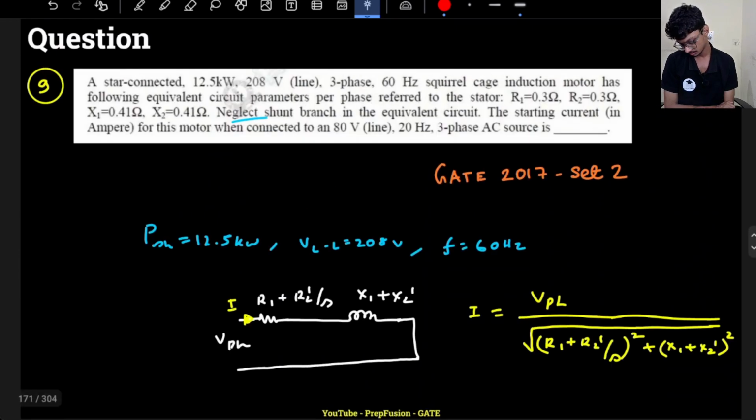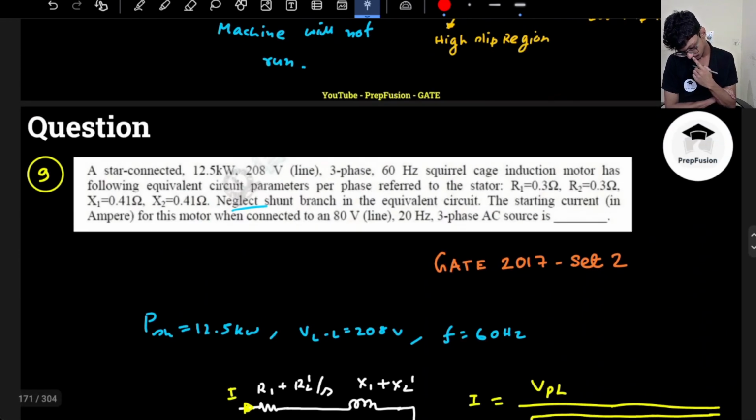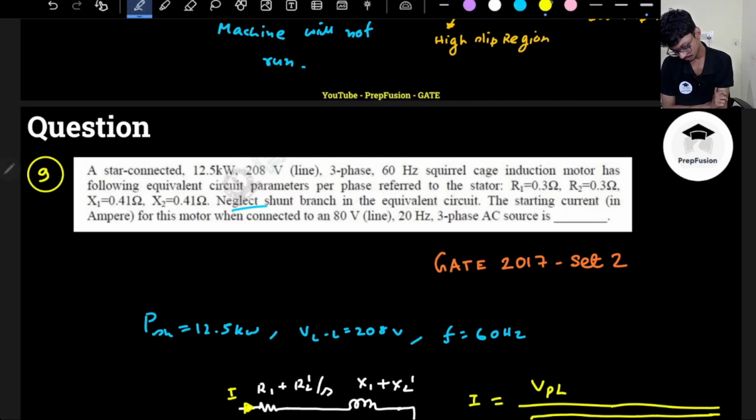Okay, and one more. That is what happens in GATE. Here they have told us that the voltage is 80 volt line to line and the frequency is 20 hertz. Then what is the starting current? That's why you should read the question. That's why GATE questions are very, very tricky if you don't read the complete question.